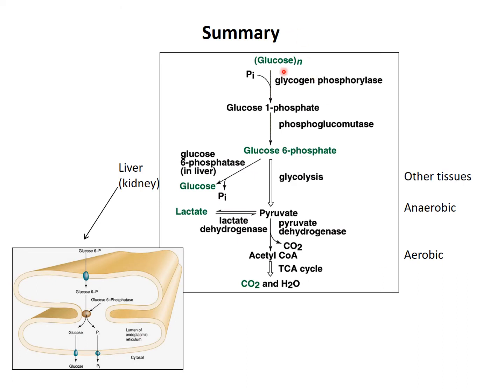So this is the summary. Glycogen phosphorylase makes glucose 1-phosphate, then glucose 6-phosphate, which goes to glycolysis depending on anaerobic or aerobic conditions. We produce energy from that glucose unit in the glycogen. If we are in the liver, glucose 6-phosphatase will produce glucose. And here is the reminder of where this particular enzyme sits.